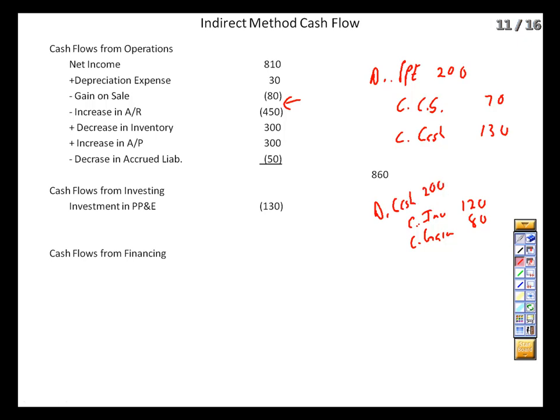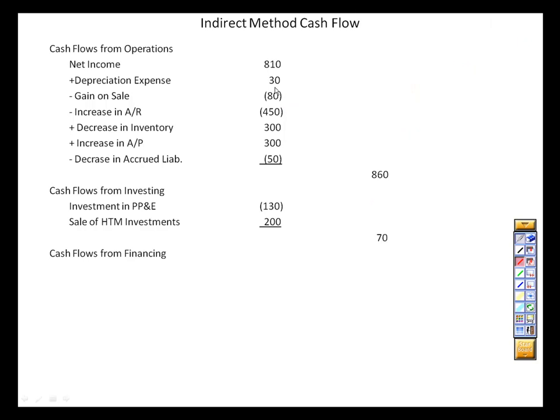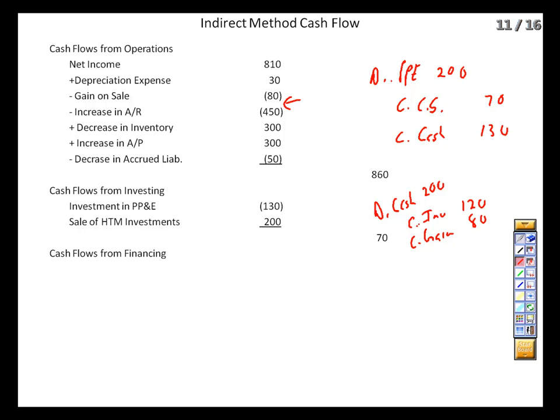It must have been $200 in cash. So that's what we're going to report as cash proceeds from investment sales. And this is why we took that 80 out above. If we hadn't, we would have double counted it. It would have been both in here and up in here. In total, we're left with $70 of positive cash flow from investing activities.